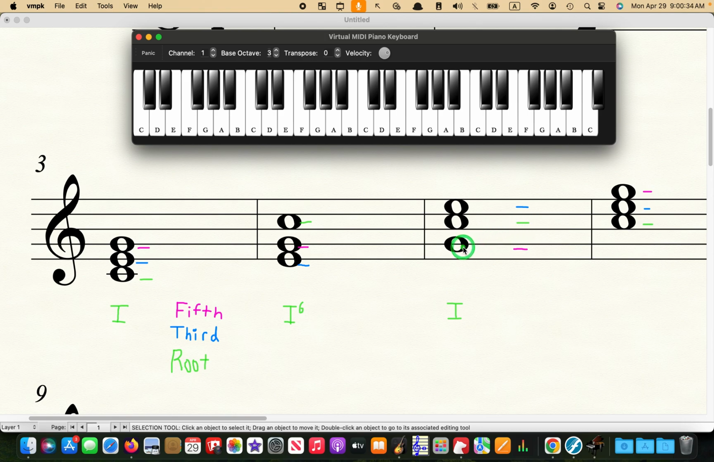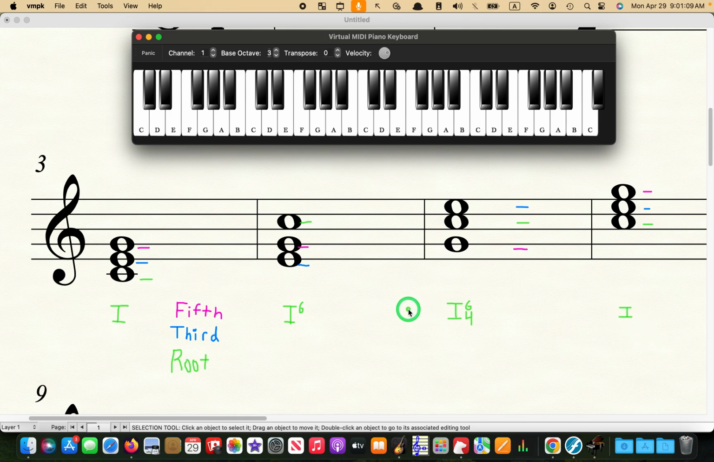There are 2 other notes above this. This is actually given the 6-4 designation. The 6, because there is a 6th above the bottom note from G to E, and there is also a 4th above the bottom note from G to C. And then we are back here with the root position 1 chord.